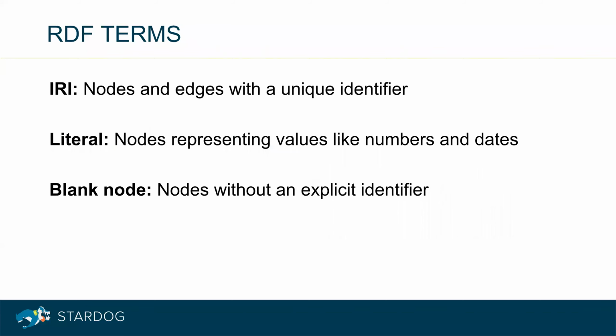Okay, there are 3 different kinds of RDF terms. There are IRIs, which are nodes that have unique identifiers. IRIs are also used to identify the predicates as well. The nodes that represent primitive values like numbers and dates are called literals. And there are also blank nodes, which are nodes without an explicit identifier. But we won't talk about them too much today.